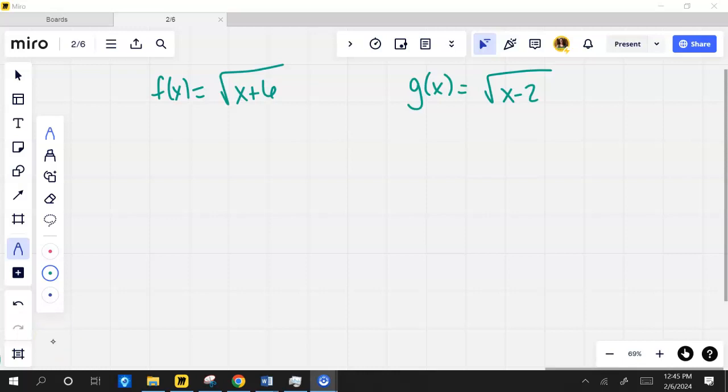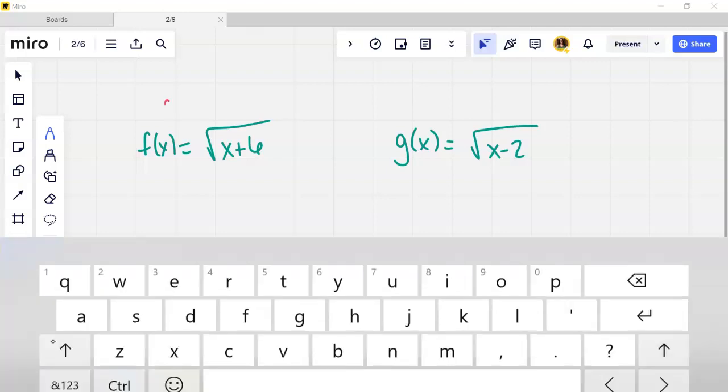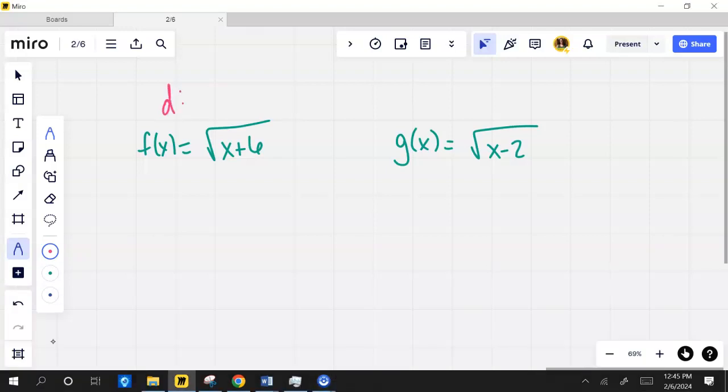Tell me this. What's the domain on f? Yep, 100%. That's right. You're getting there. -6 to infinity. -6 makes it 0. That's right.